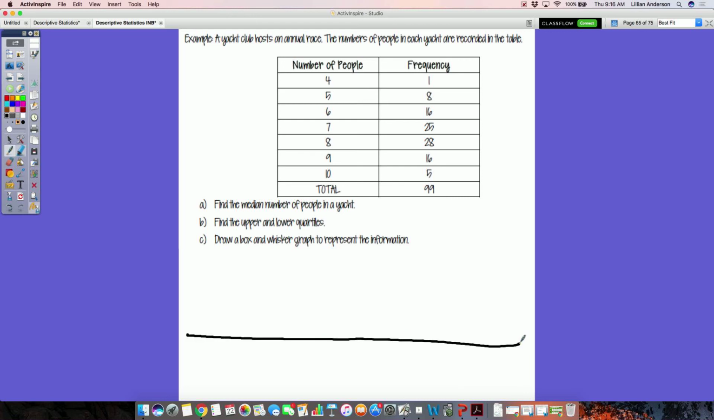Whenever you're drawing a box and whiskers, you do need a horizontal line to represent your x-axis, just like you would need for a histogram or a cumulative frequency curve. And you need to label it.